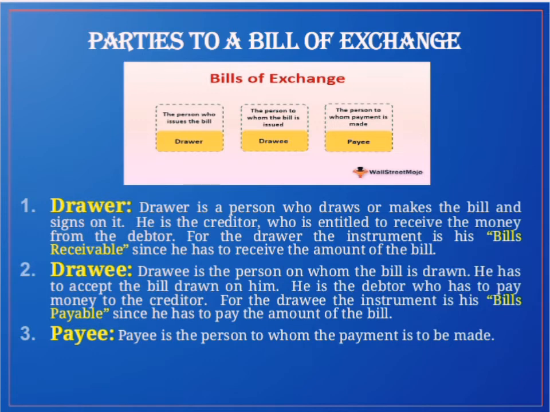Drawee is the person on whom the bill is drawn. He has to accept the bill drawn on him. He is the debtor who has to pay money to the creditor. For the drawee, the instrument is his bills payable since he has to pay the amount of the bill. And the third is the payee. Payee is a third person. It means the person to whom the payment is to be made.